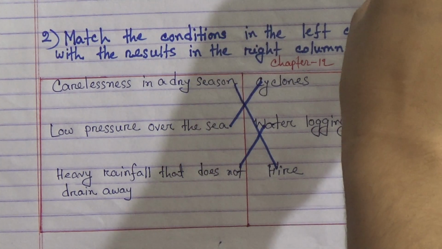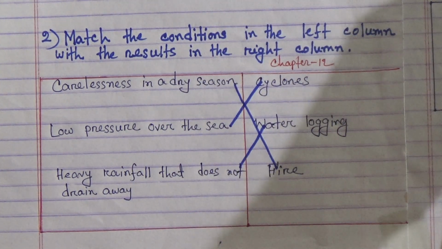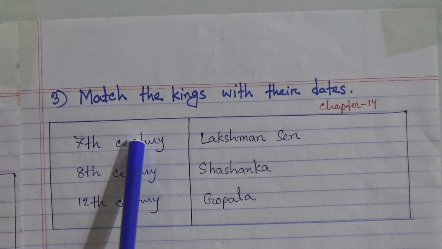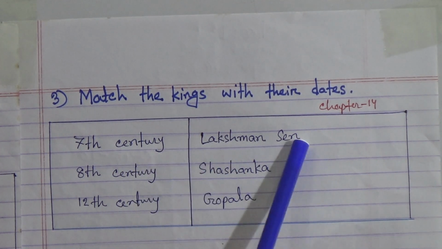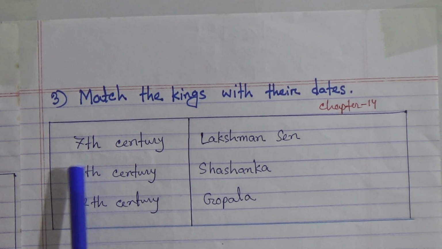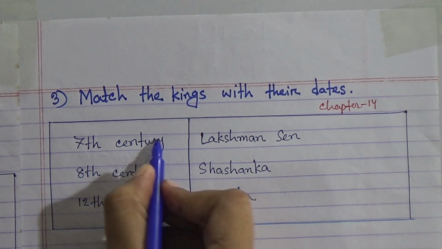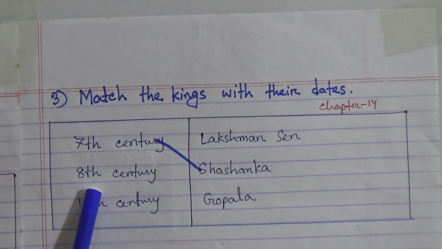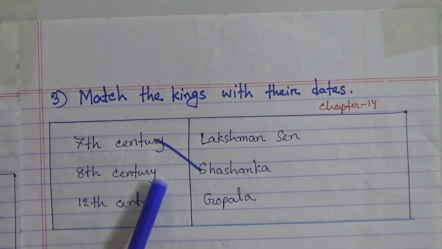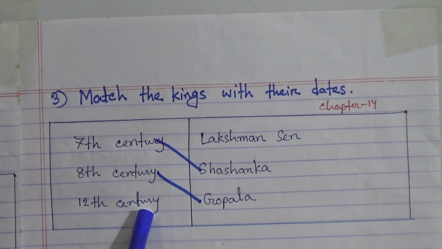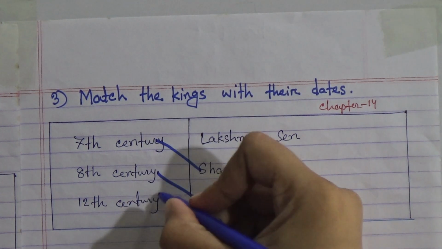Here are given some dates, and on the right side here are given some kings' names. So student, first one, 7th century. So we know that here are given Lakshman Sen, King Shashanka and Gopala. We know in 7th century King Shashanka ruled his reign. So 7th century matched with Shashanka, and now 8th century it will match with King Gopala, because in 8th century King Gopala ruled his reign. And now 12th century it will match with Lakshman Sen.